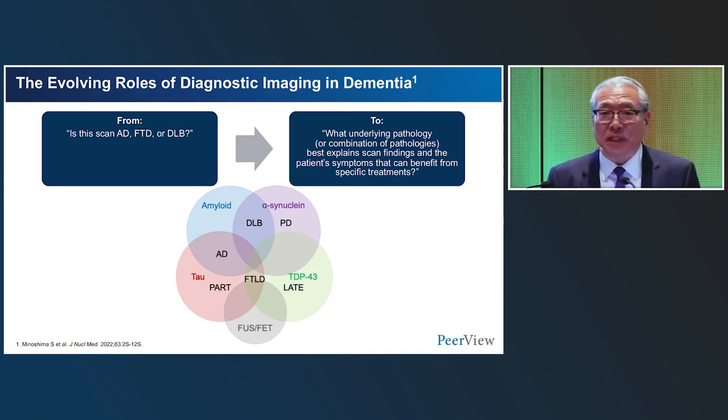We used to work in nuclear medicine trying to differentiate AD versus FTD versus DLB dichotomously. But now we have to change our interpretation to ask which underlying pathology or pathologies best explain the scan findings and the patient's symptoms, so that the patient can benefit from a specific treatment.